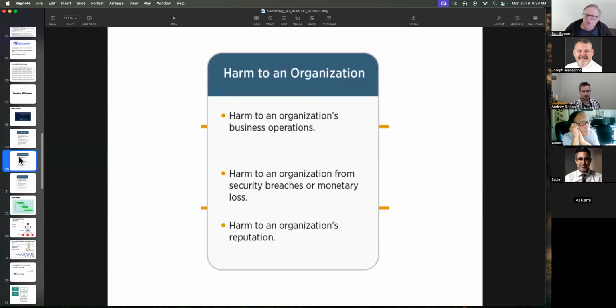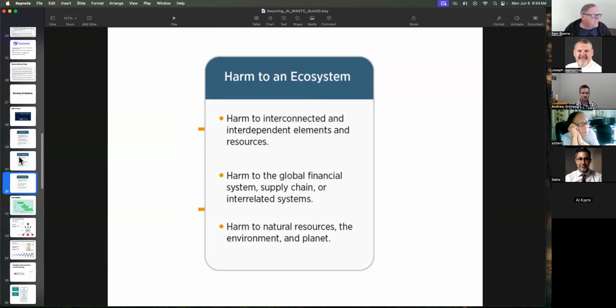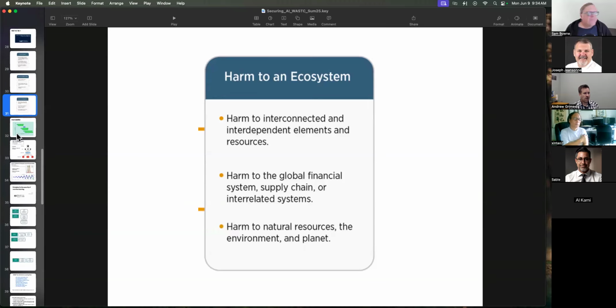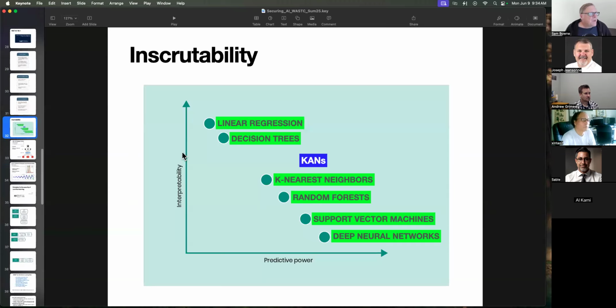This is a little bit better, harm to your organization's reputation, but again, the global financial system and natural resources and stuff are not really the things where a normal company is operating. But there is a useful chart in this one showing how hard it is to understand and therefore control AIs, which they call interpretability, and how predictive they are.